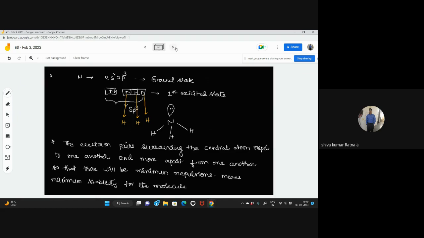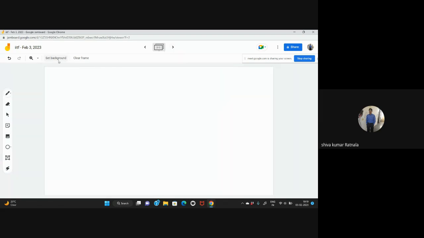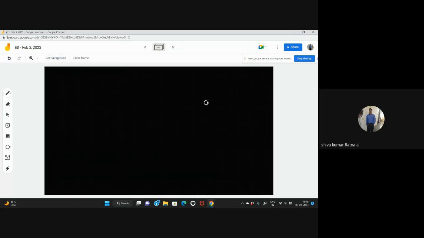For example, a simple example I will tell you. Here we have one lone pair, and here one lone pair, and one more we are having like this. Here we have one lone pair, and one more lone pair will be like this. In these two, which will cause more repulsions between lone pair and lone pair?